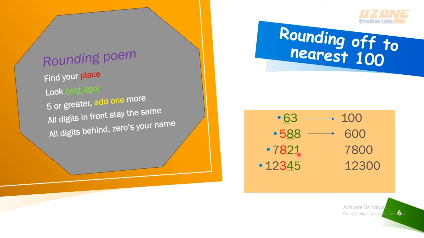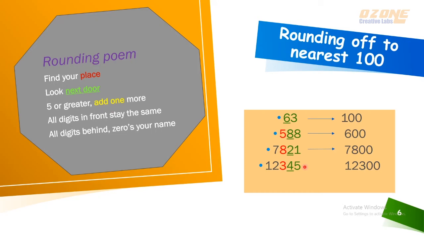Same way also, 7821 is given. Find your place, that is hundreds. So we are changing to the nearest 100. So hundreds place is 8 here. And look next door. The next door is 2. It is 5 or greater, add 1, but it is not greater than 5. So no need to add anything. The previous will remain same. So 7 and 8 will remain same, and the other 2 will become 0.